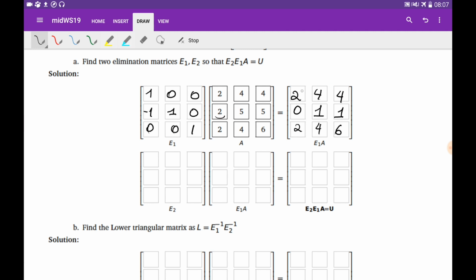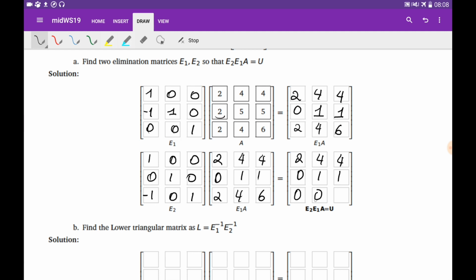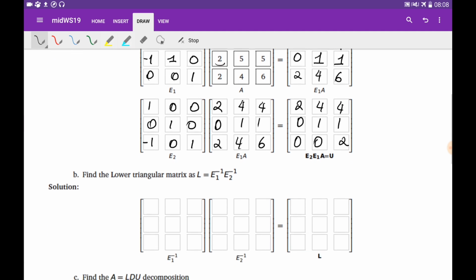So now we need to eliminate this entry in this matrix. In order to do this, we multiply the first row by minus 1 and add it to the last one. We're not going to change the first and second rows. If we multiply this by 2, 4, 4, 0, 1, 1, 2, 4, 6, what we're going to obtain is 2, 4, 4, 0, 1, 1, 0, 0, and 2. Okay, so this is going to be the U matrix.